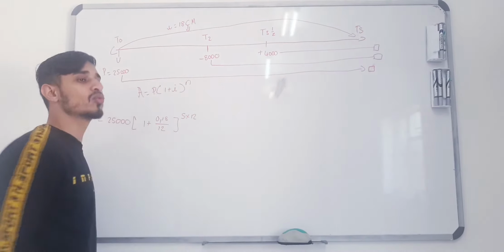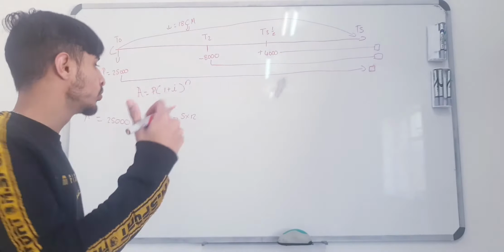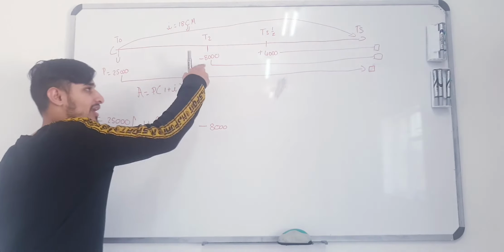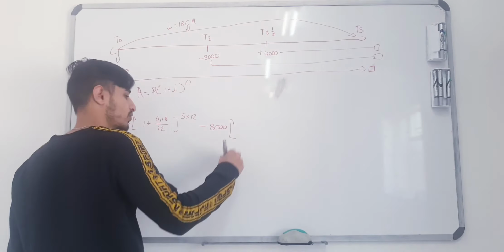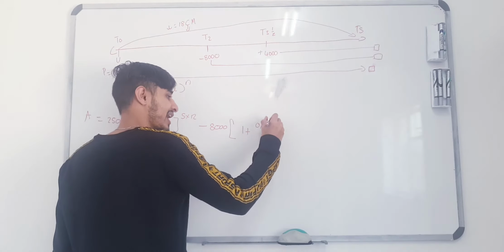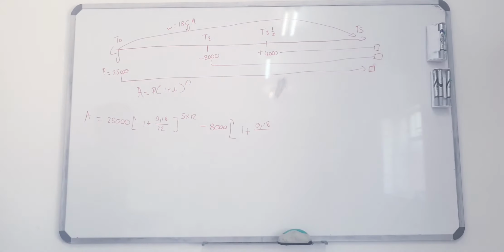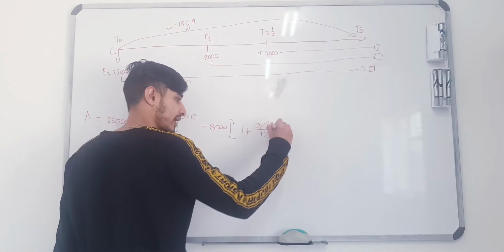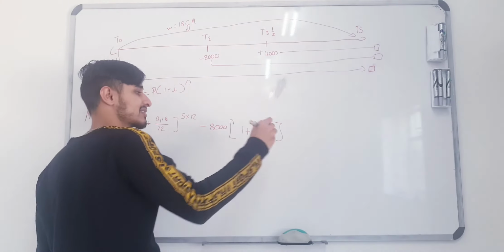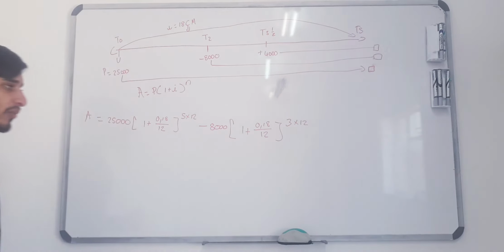The 8,000 was a withdrawal. So what do we do when there's a withdrawal? We subtract 8,000. But then I need to take the 8,000 to the end. So I need to say 1 plus 0.18 divided by what, youngsters? Divided by how much? 12. And then from 2 to get to 5 is how many years? It's 3 years. So I need to say 3 multiplied by 12. Quite simple with that one there.